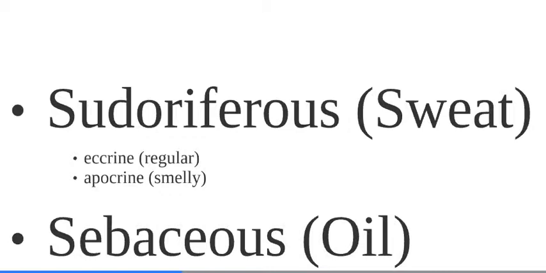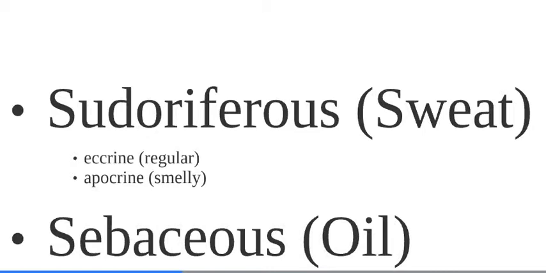Again, sudoriferous glands are sweat glands. There are 2 types. The most common is the eccrine gland, which makes regular, very watery sweat that helps decrease body temperature by evaporating away when the skin is radiating off heat from the blood. Eccrine glands are found pretty much everywhere. There are quite a bit found in the palms of the hand and the forehead, places where we need to radiate off quite a bit of heat, but they are found most everywhere around our body.